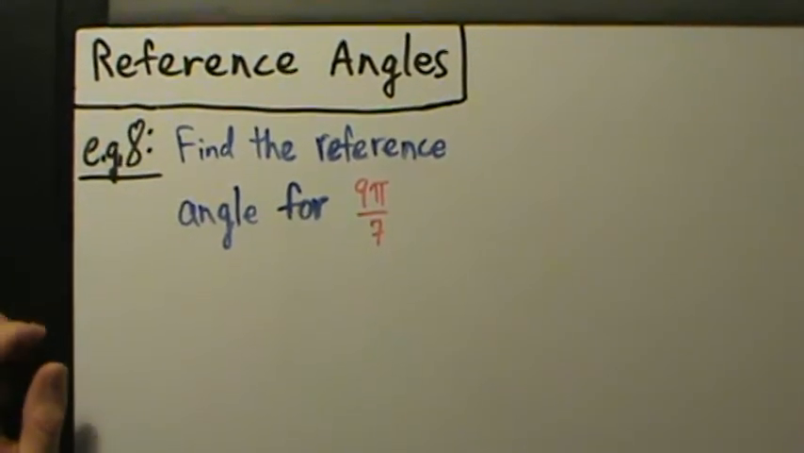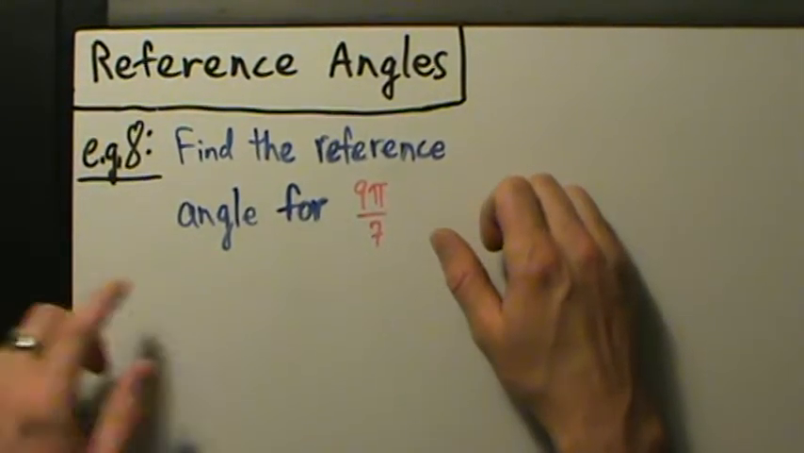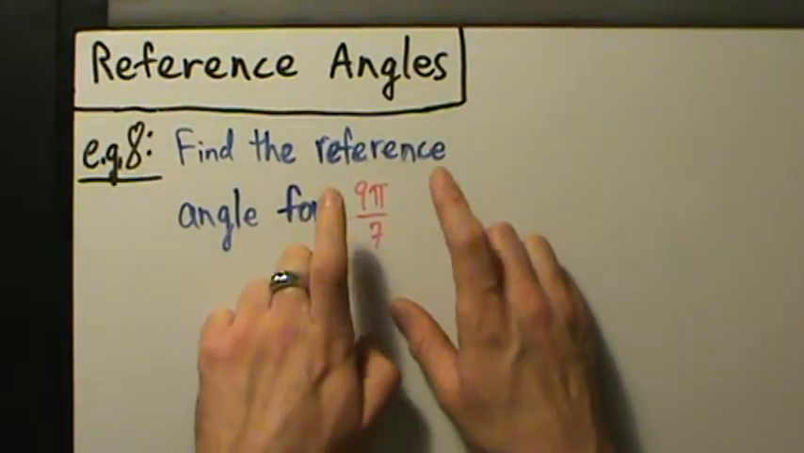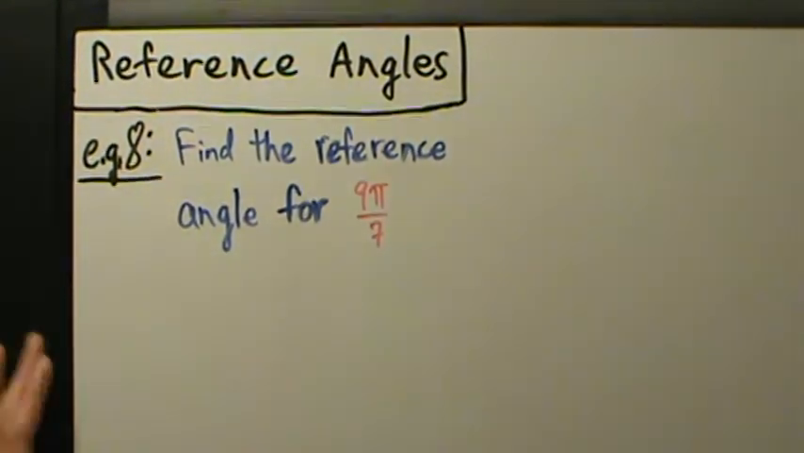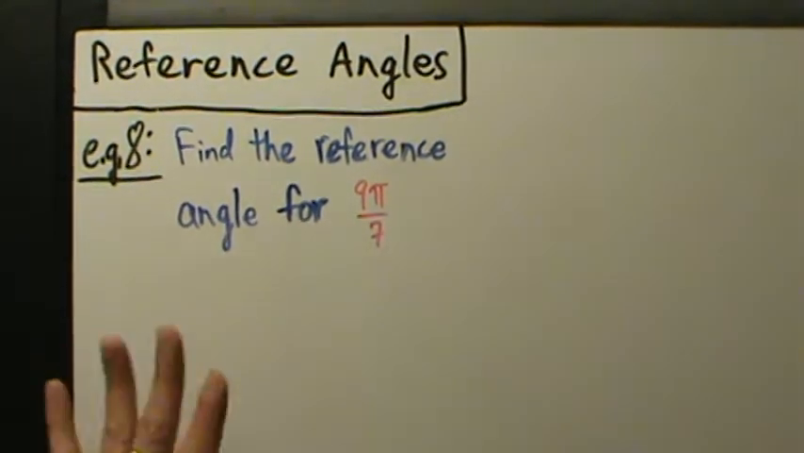All right, here's example 8 with reference angles. Find the reference angle for 9 pi over 7. Ugh, terrible, awful angle, 9 pi over 7. But we are going to approach it the same way we approached all the other ones.